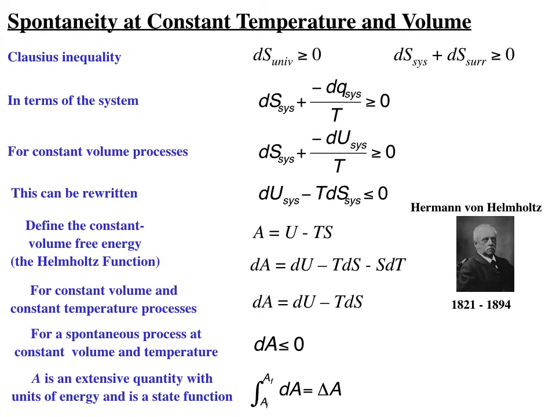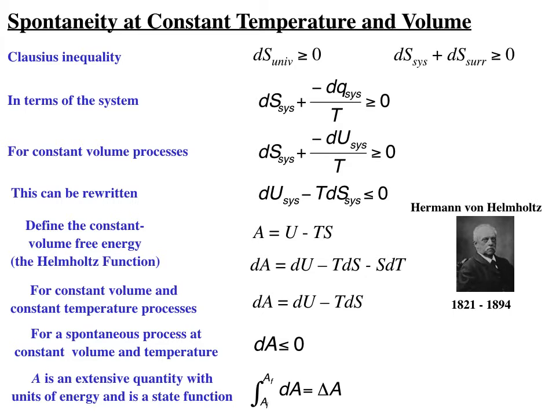Let's begin our discussion by talking about chemical spontaneity. In particular, we're going to begin with spontaneity at constant temperature and volume. What we have learned so far is that the increment of change of entropy in the universe is greater than or equal to 0 for any process which occurs spontaneously. That was the premise of Clausius in the Clausius inequality.